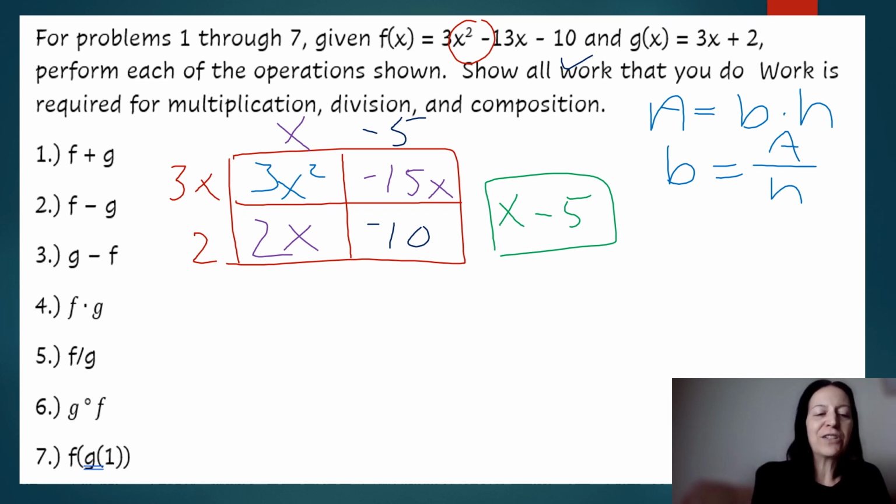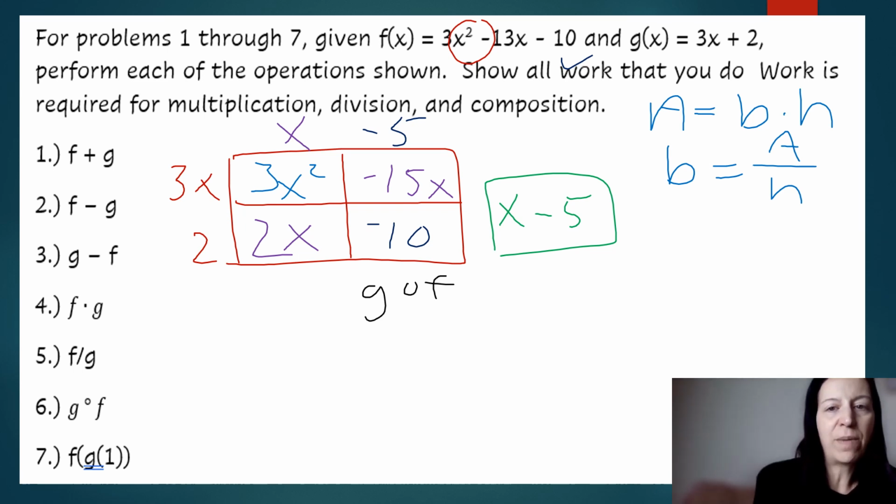Okay, next one is composition. So this is G of F. Now, when it comes to composition, remember that sometimes it's easier in one direction than the other. And so we're going to start this off with G of F. So we're going to start by writing down function G. And then we're going to take function F and plug it into function G. You might observe that this is the easier of the two directions.